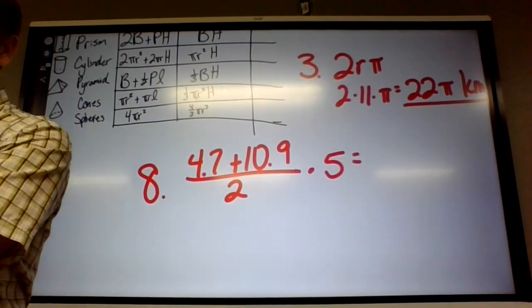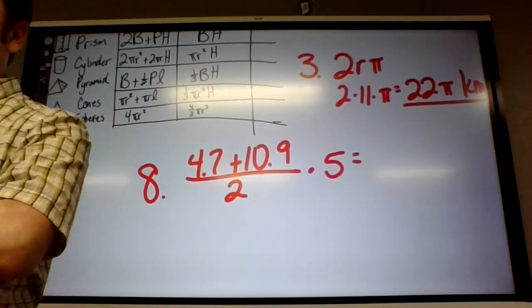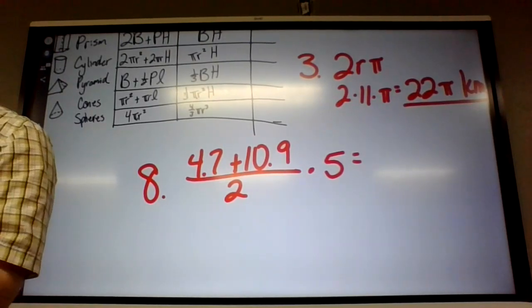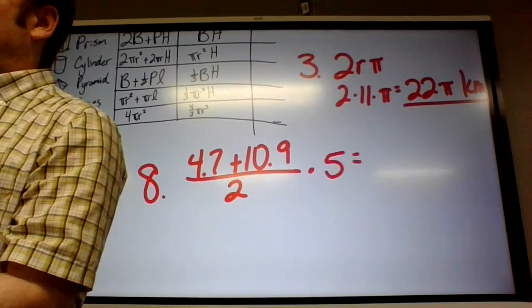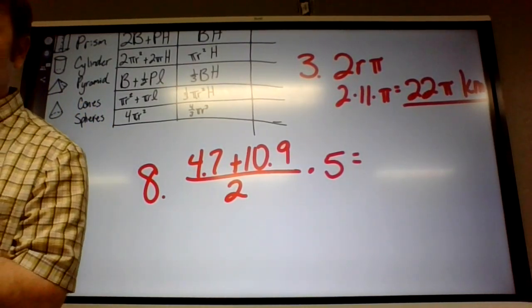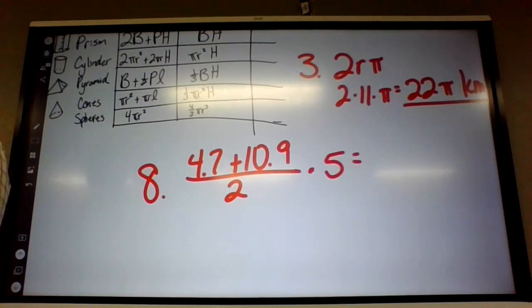Cylinder. Number 12 is a prism, more specifically a rectangular prism. Remember we did a lot of triangular prisms, and you could have pentagonal prisms and all kinds of stuff. 12 is a rectangular prism.